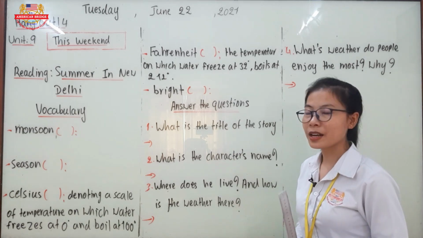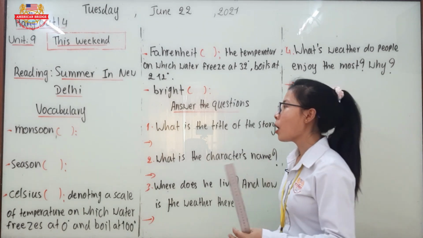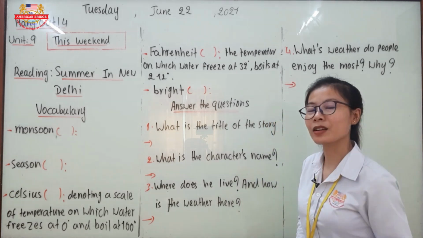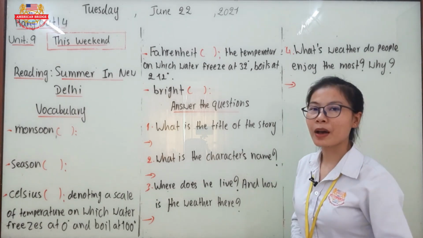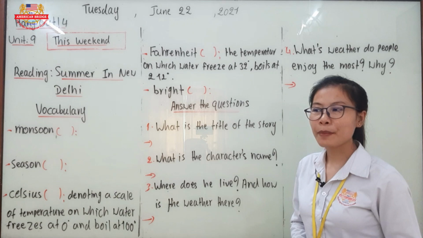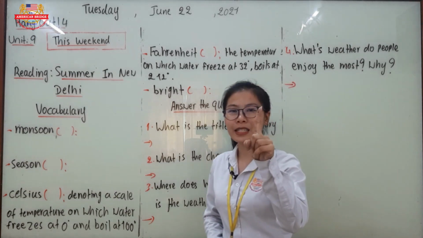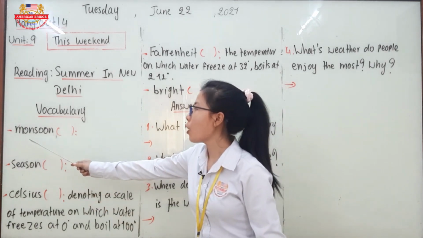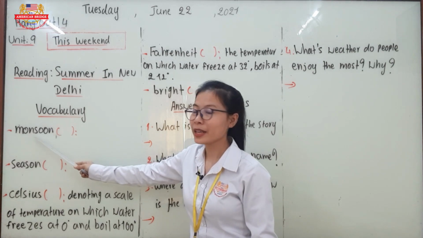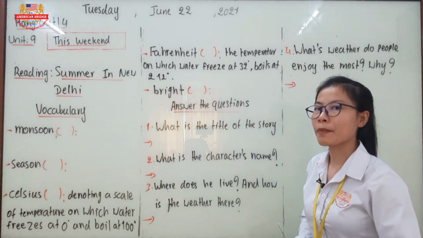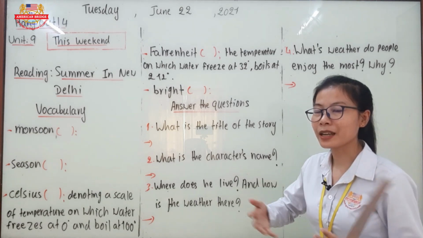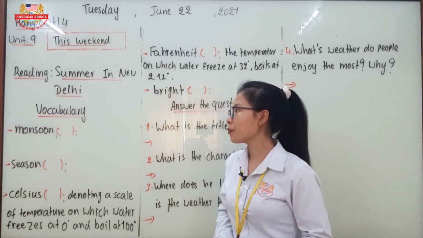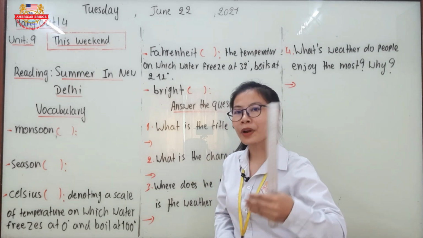Not "monsoon", it's a monsoon. So monsoon, we refer to the kinds of the season or the kinds of the weather, right? Monsoon is about the rainy season. In Cambodia, we have two kinds of season: rainy season and dry season. So when the rainy season comes, we normally call it a monsoon, the kind of season that brings a lot of rain. So monsoon is about the rainy season.